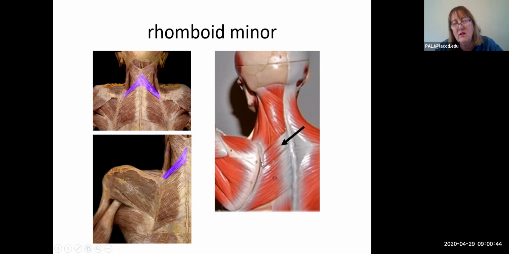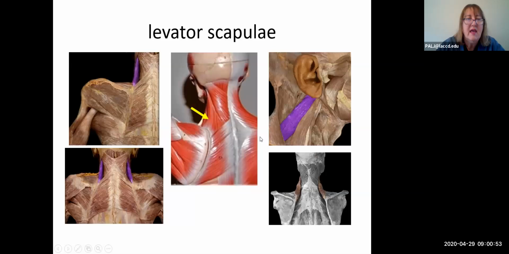If we continue along the medial border of the scapula and go to the superior angle, we can see that's where there is a third muscle originating. And this third muscle comes off that superior angle and it's going to go to your C-spine transverse processes. You clearly can see it on this cadaver picture right there. So when it contracts, it's going to be raising the scapula or elevating the scapula.